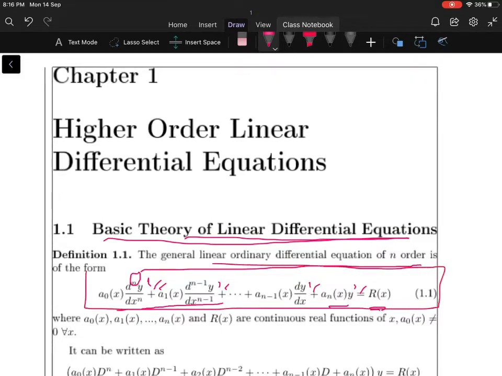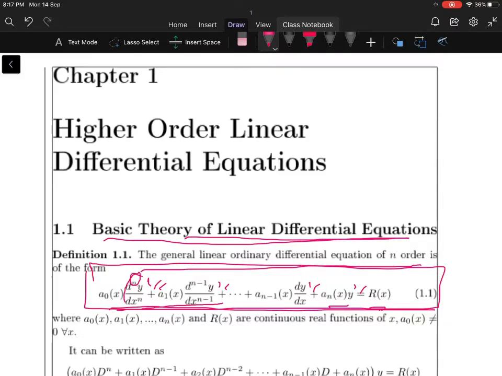You can observe that equation 1.1 is a linear differential equation because the degree of the dependent variable is 1 and the dependent variable and its derivatives are not multiplied together. Here a naught of x and the derivative are multiplied, but a naught of x is a function of the independent variable. If it were a nonlinear equation, y and its derivatives would be multiplied, but here there are no such terms. Therefore, this equation is called a linear differential equation.